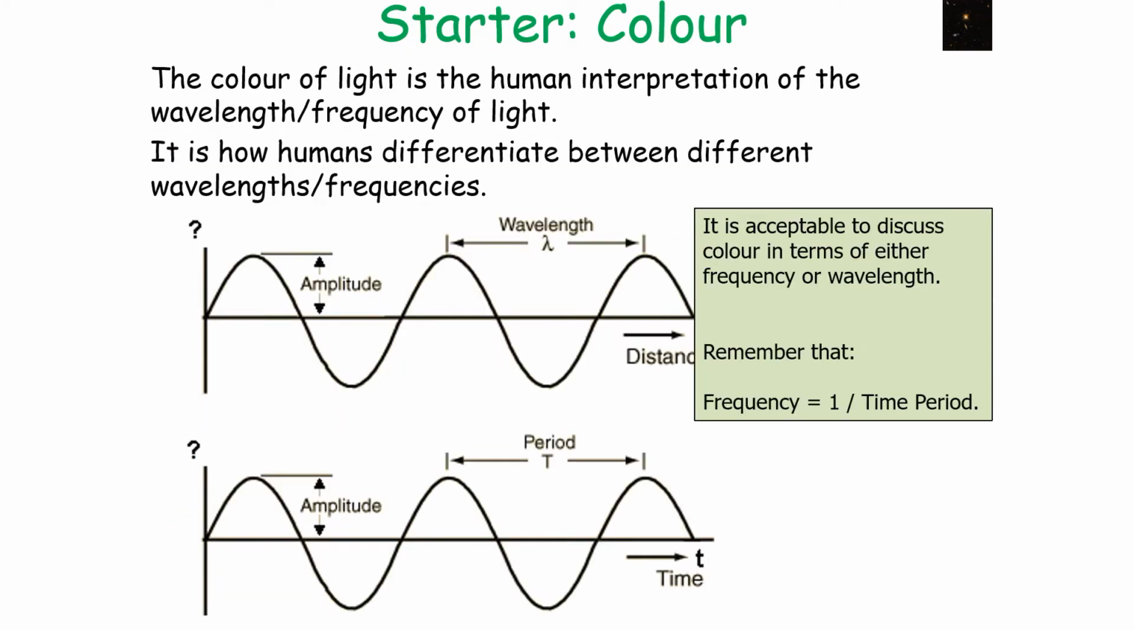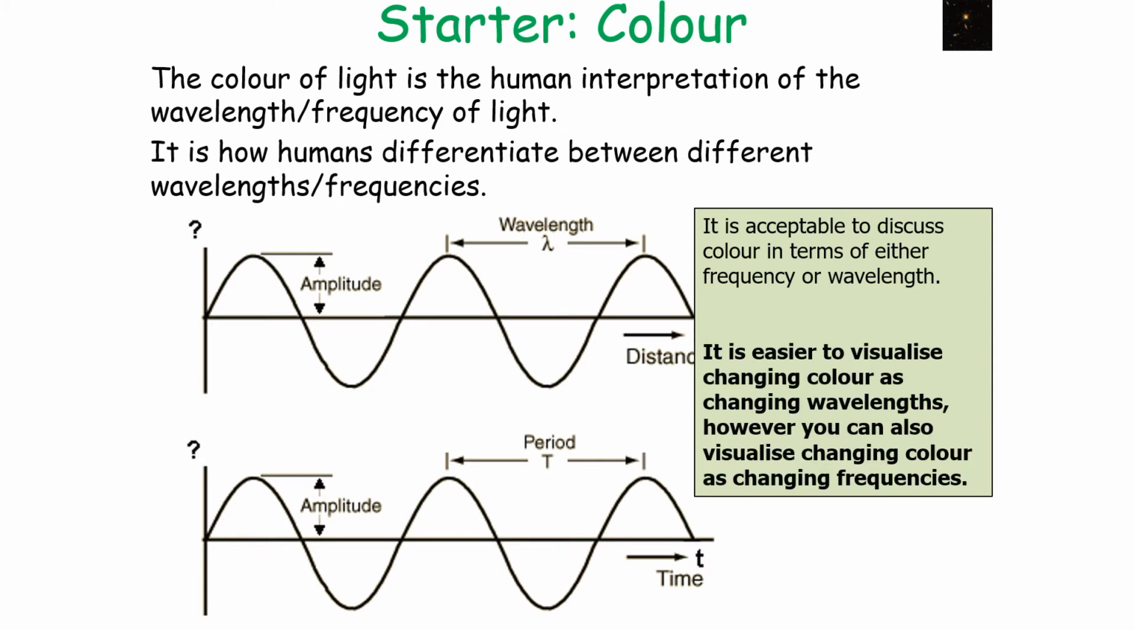Now the colour of light is the human interpretation of the wavelength or the frequency of light. It's how humans differentiate between different wavelengths and frequencies of electromagnetic radiation. It's acceptable to discuss colour in terms of either frequency or wavelength, but it's easy to visualise changing colour as changing wavelengths. However, you could also visualise changing colour as changing frequencies.